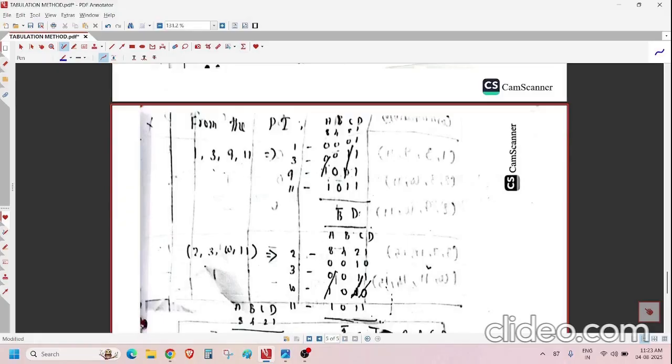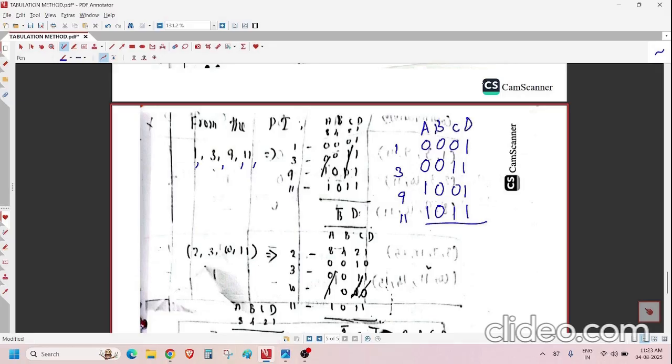That is very simple, like the slashing method. For example, the first combination is 1, 3, 9, 11. For these combinations we have to write the binary representation. Let me write it here. 1 is 0001. For 3, it is 0011. For 9, it is 1001. And for 11, it is 1011. So for the first combination, 1, 3, 9, 11, this is the representation. Now this is A, this is B, this is C, and this is D.